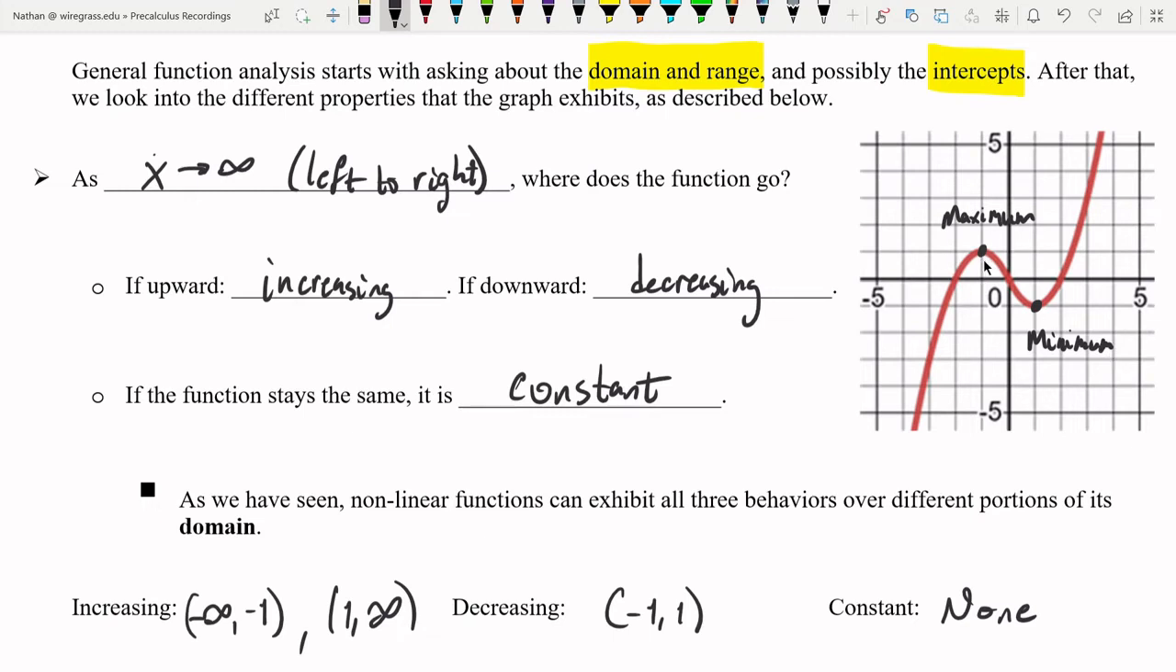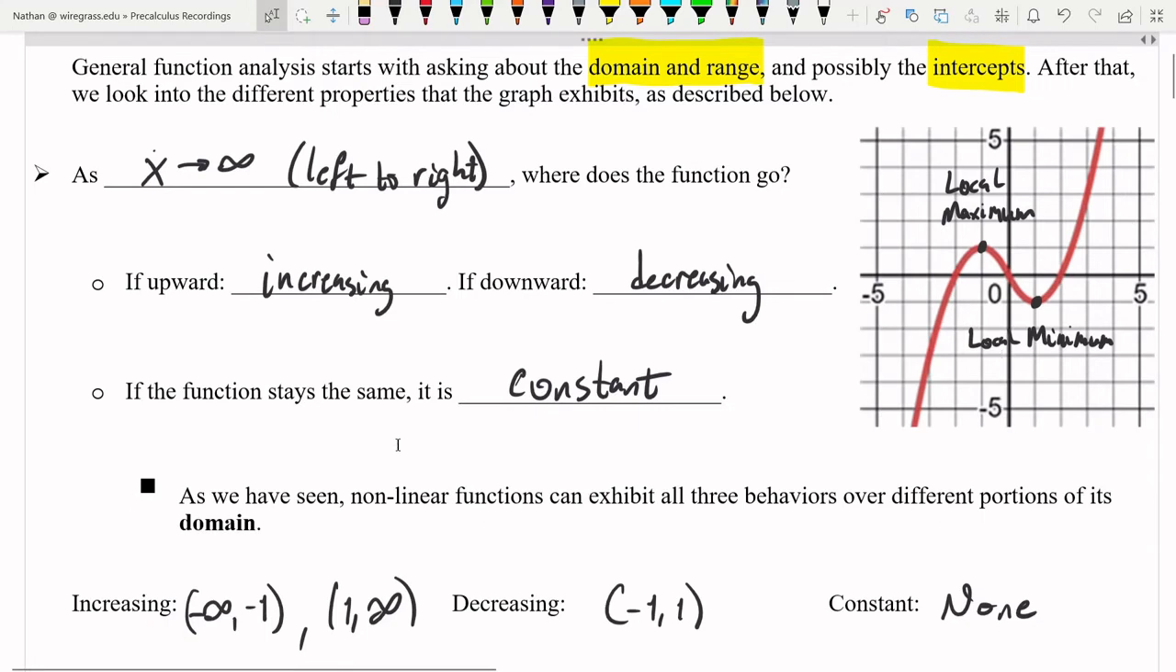Well, it's a local maximum here because the function increases on this side, so it cannot be a global maximum. So we're just going to call it a local maximum. And this one is a local minimum because the function down here decreases indefinitely downward, so it cannot be the global minimum of the entire function. So it's a local minimum.